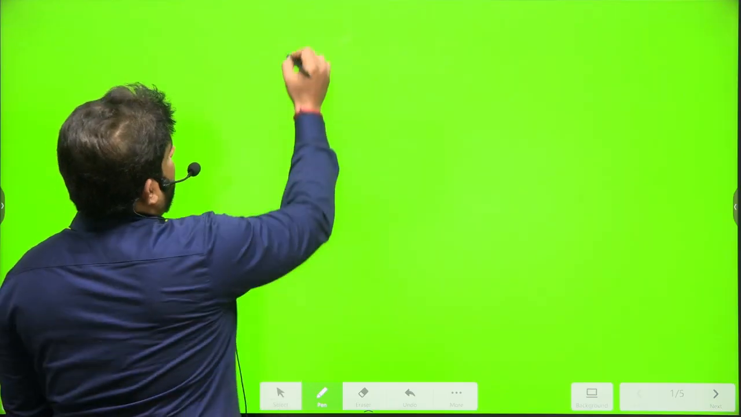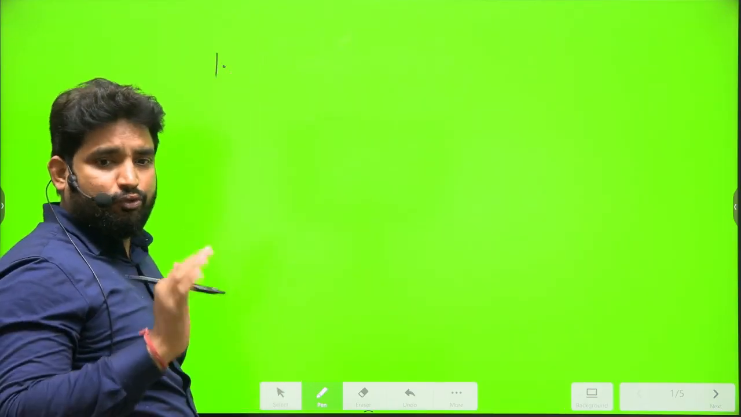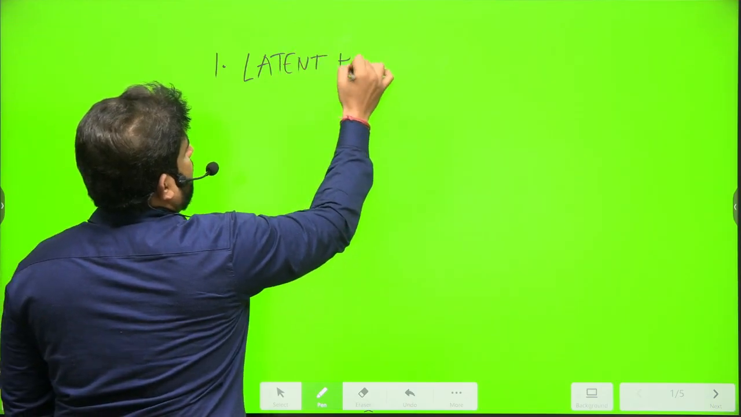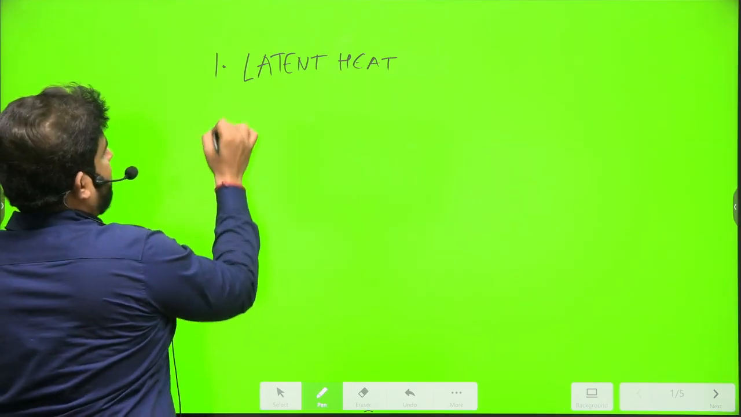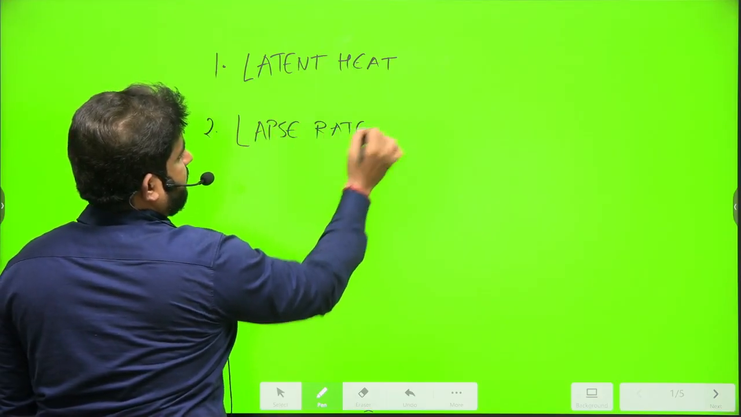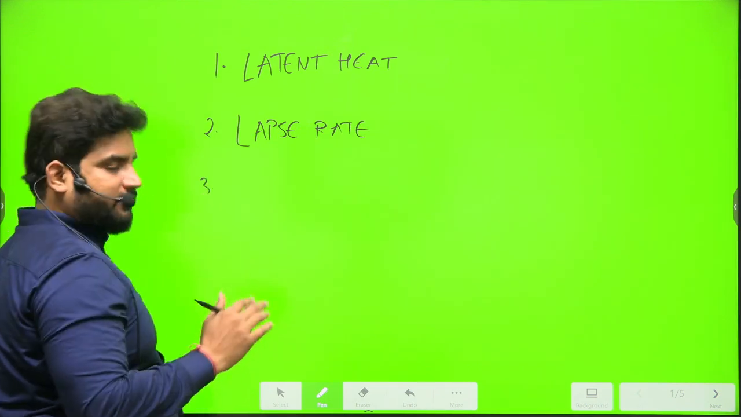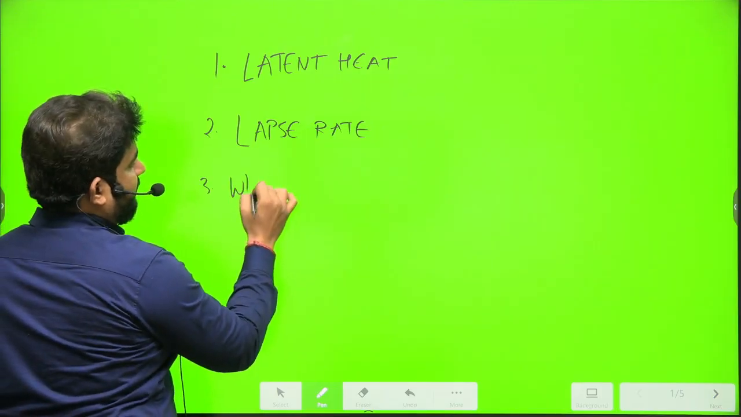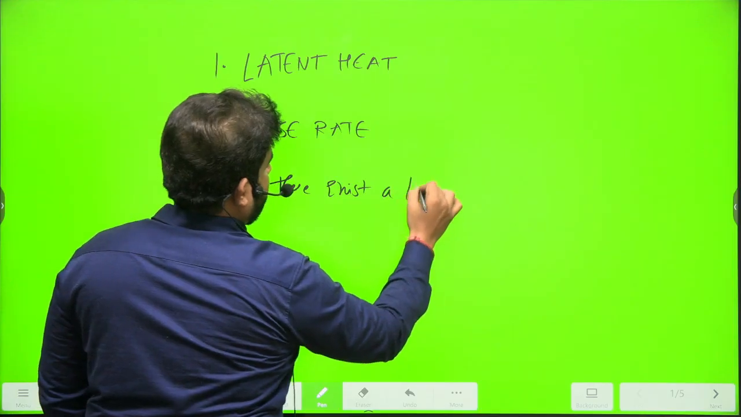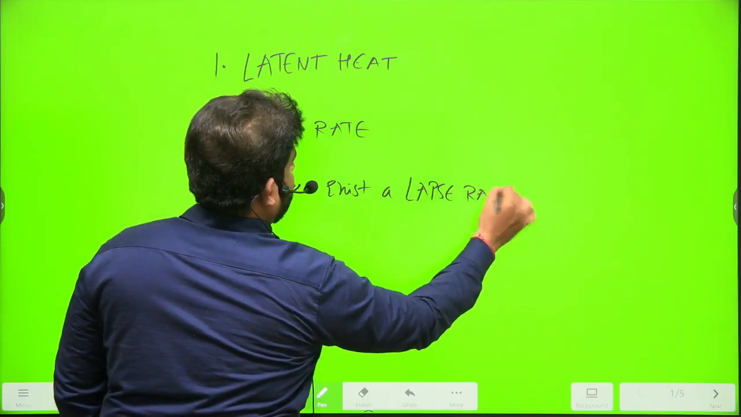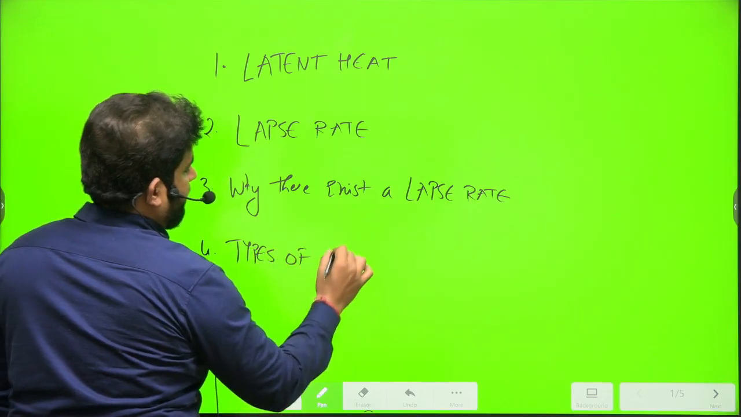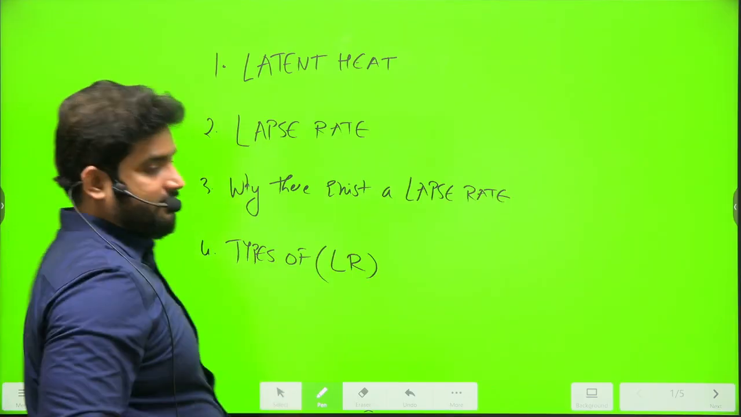Today, I have brought in a very important concept from geography. In today's class, I'll be telling you what is latent heat. Firstly, we will discuss this. Thereafter, students, I will tell you what is lapse rate. And in today's class only, I will also tell you why there exists a lapse rate in the atmosphere. And lastly, students, we will see the types of lapse rate. Let's name lapse rate as LR.